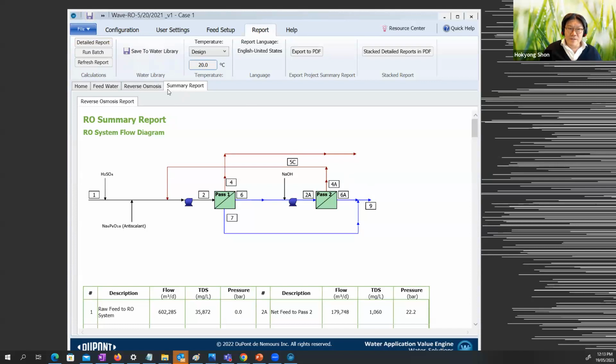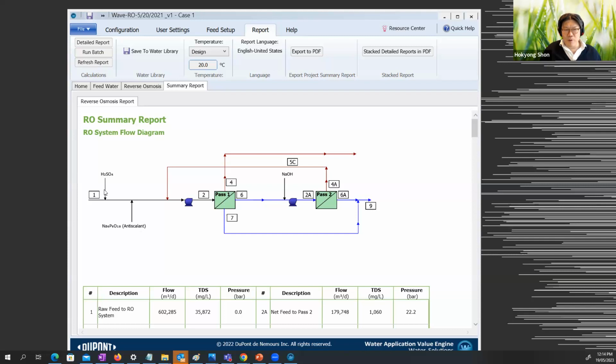So that you can see this summary report, right? And then this summary report will show you how you design. This design does not show your pretreatment because we assume that pretreatment has already passed through, and then the conventional process, you have your own SDI of less than 5. So you can design what chemical you want to put, hydrogen sulfate, what anti-scalant. Then you can go pass 1 and go for pass 2.